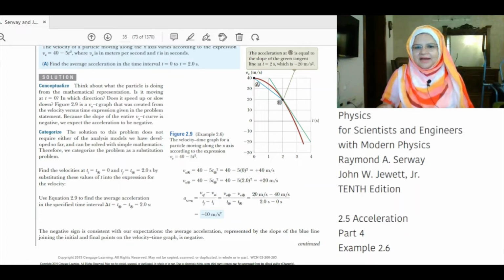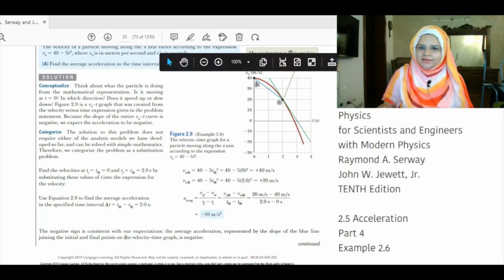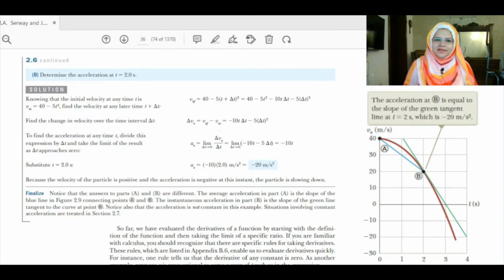If we study the graph, we see that at Ta is equal to 0 second, Vxa is equal to 40 meter per second, at Tb is equal to 2 second, Vxb is equal to 20 meter per second. If we calculate the slope of the graph, it comes out to be negative, therefore the acceleration is negative. Part B. Determine the acceleration at t is equal to 2 seconds.